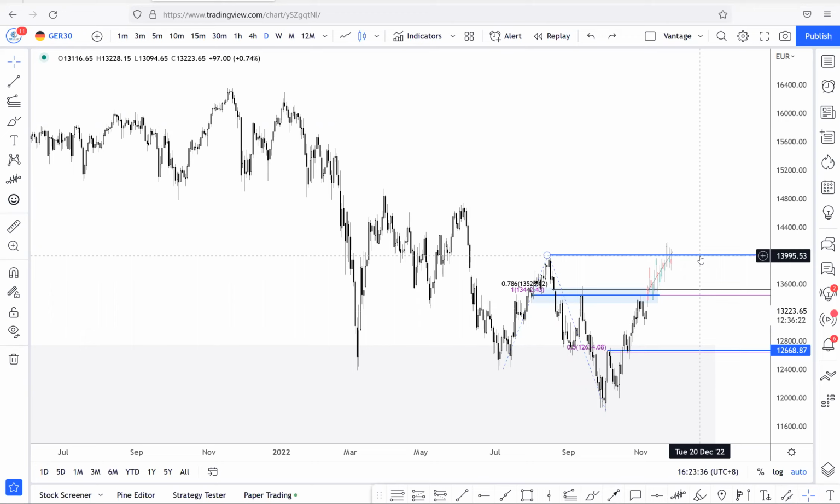Okay, so we did on DAX 30 on dollar index, right? And let's take a look at US 100. So let's see US 100.